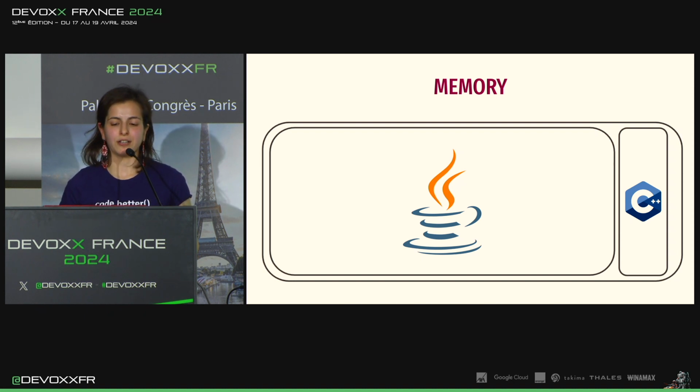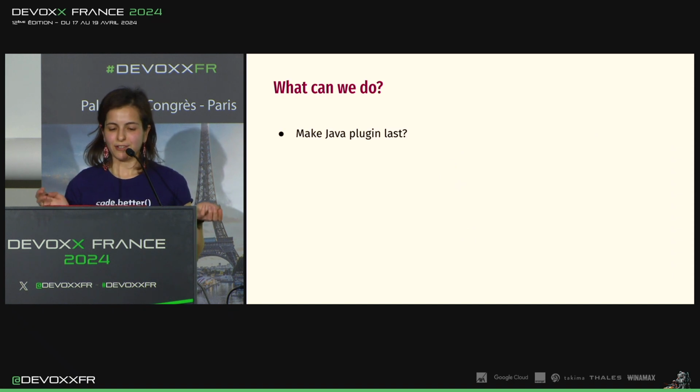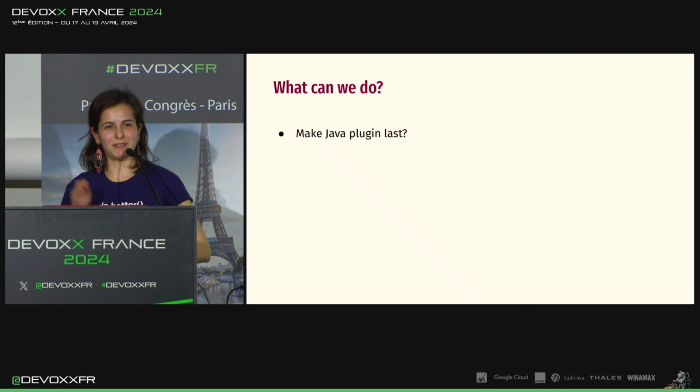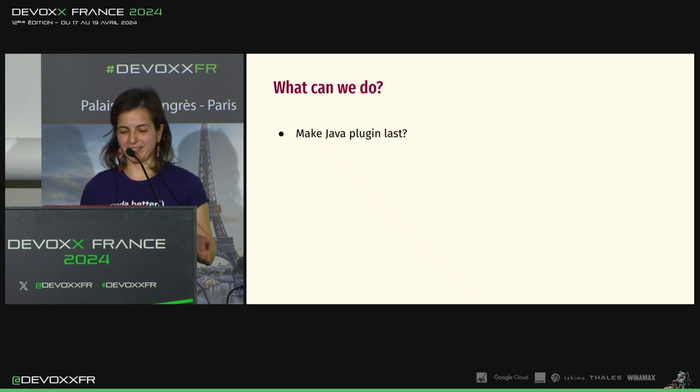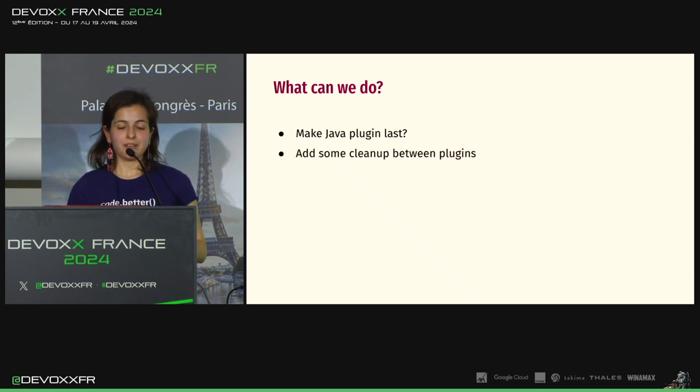How could we avoid this kind of problem? First of all, maybe the Java plugin should go last. We know this is a plugin that always eats a lot of memory. Let's just make it last, so at least all other plugins can go and live. Could be the solution, not the one I prefer, but yeah. Maybe we can have some cleanup between plugins, like destroy it manually. Would make sense.